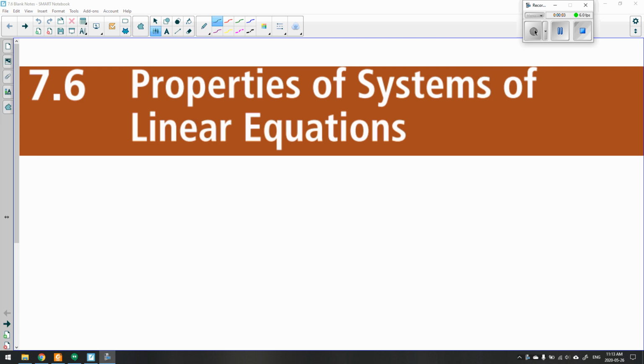Right, in section 6, we're going to take a look at properties of systems of linear equations, and more specifically, we're going to look at how many possible answers they may have. So far, the systems that we've looked at have had one possible solution, but there are special occasions where there could be no possible solutions or an infinite number of solutions. So we're going to take a look at those now.